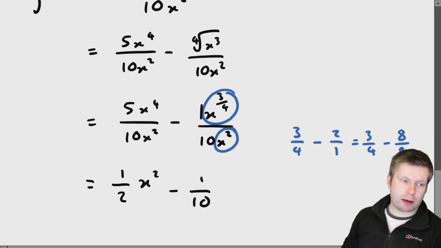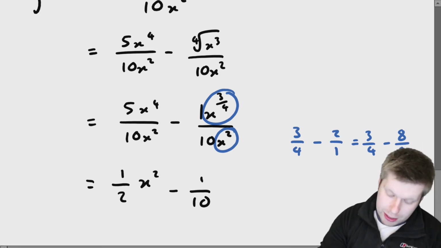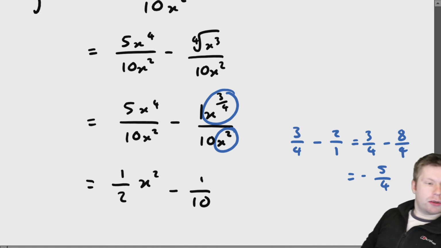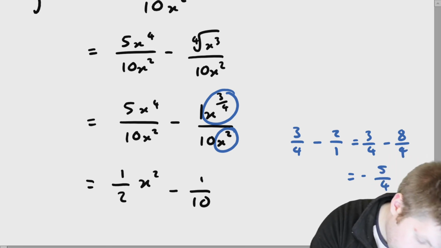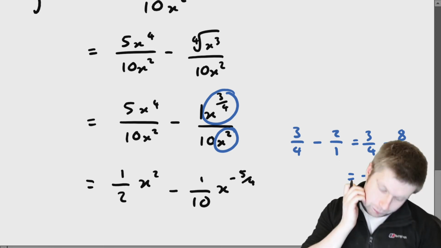That's still 2 on that second fraction. And now all I end up with is 3 take away 8. Well, that is going to give me negative 5, on denominator 4. Okay, so negative 5 over 4 is the fraction there, or the power there. So we get x to the power of negative 5 over 4.